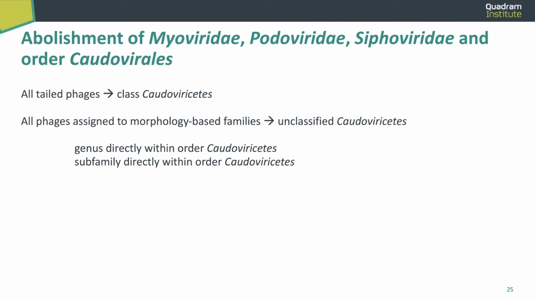And in the meantime, there will be a bunch of genera, subfamilies, and families directly within the class Caudoviricetes. And this is the case because we don't want to define new families without having enough information and enough members. So if we have a new phage, which is so new that it would be the first member of a new family, we will probably not define a family in the beginning, because then we don't know what the demarcation criteria will be.